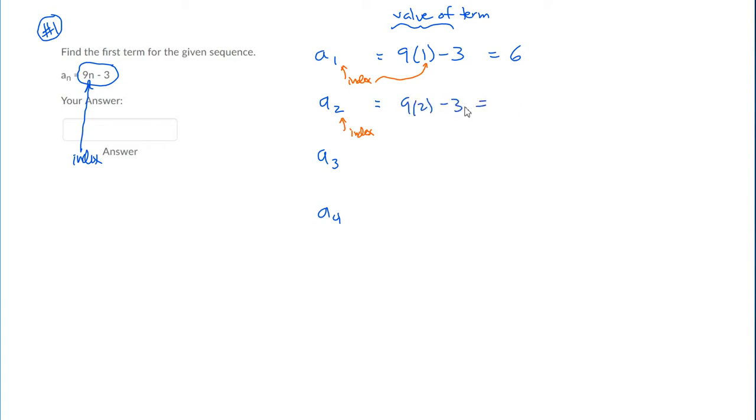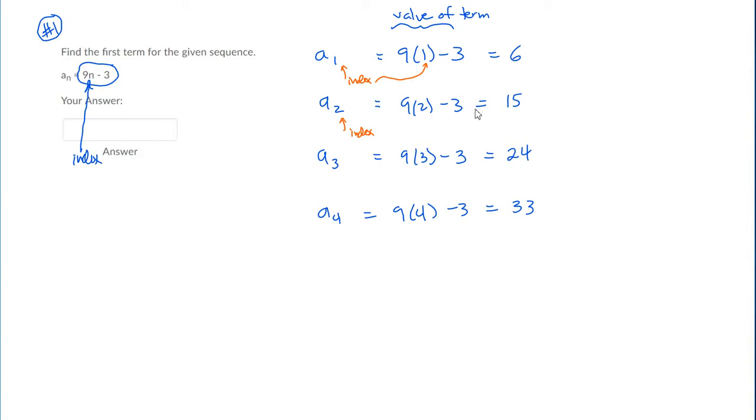So this would be 18 minus 3, which is 15. Again, this A3 would be 9 times 3 minus 3. This would be 27 minus 3, which is 24. A4 would be 9 times 4, take away 3. This is 36, take away 3, which is 33.